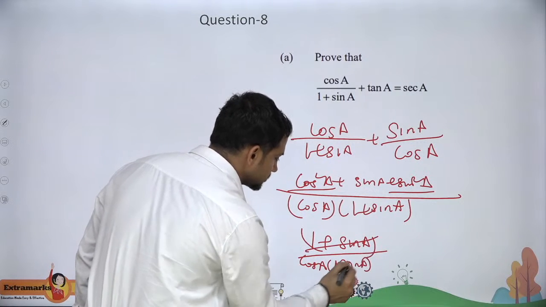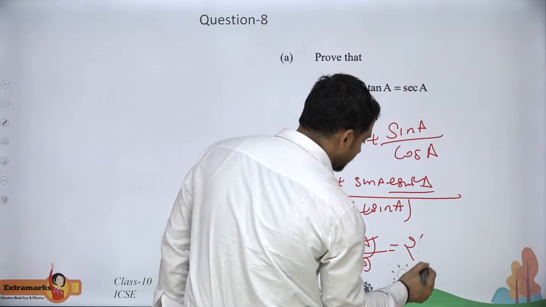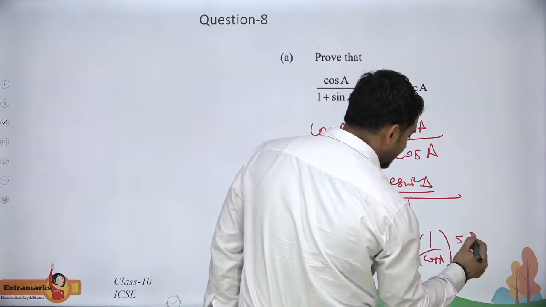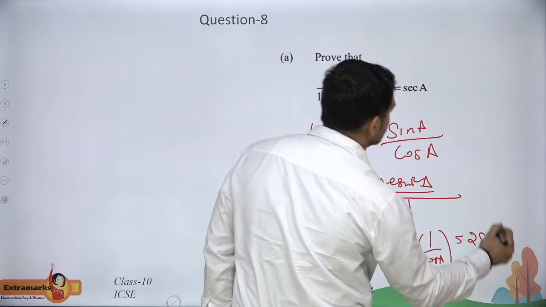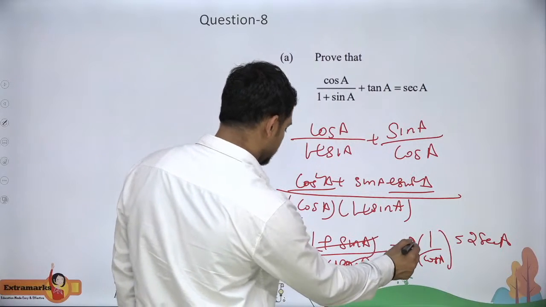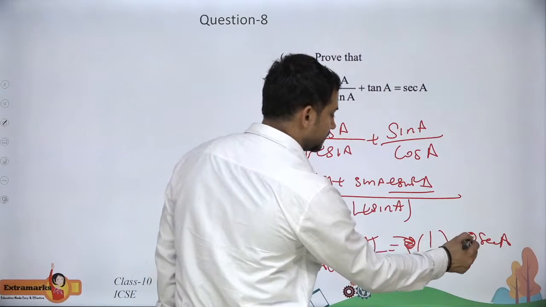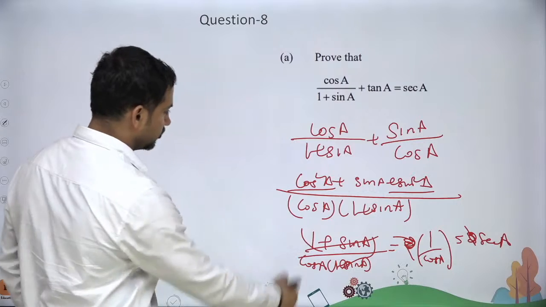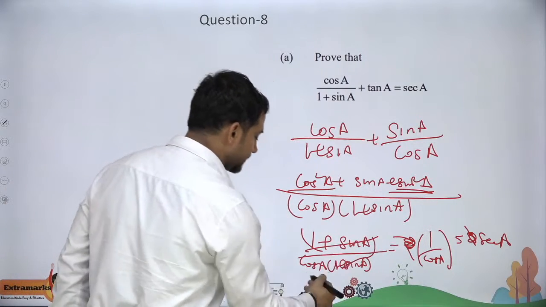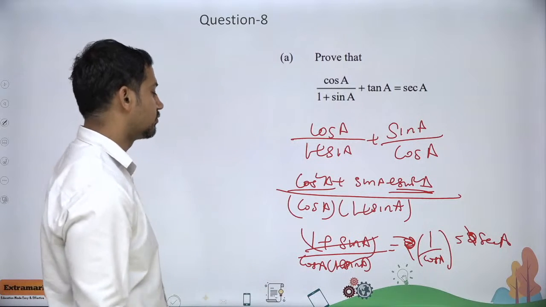Then we cancel the 1 plus sin A. Then 1 by cos A, and we know that 1 by cos A is equal to sec A, because sin square A plus cos square A equals 1. So we cancel 1 plus sin A, then 1 upon cos is equal to sec.